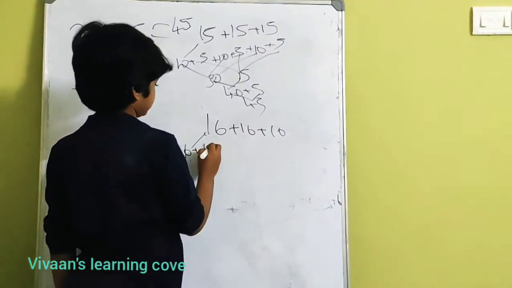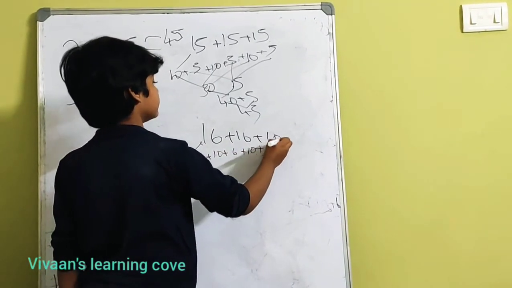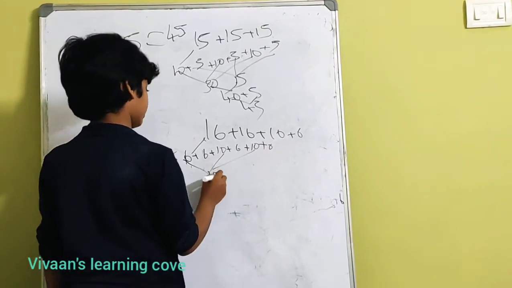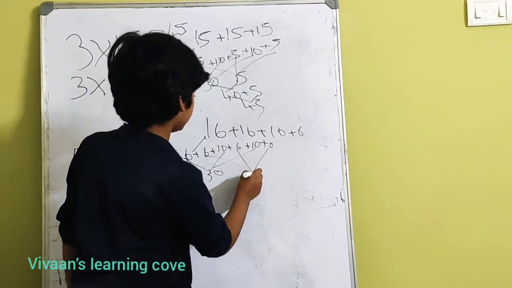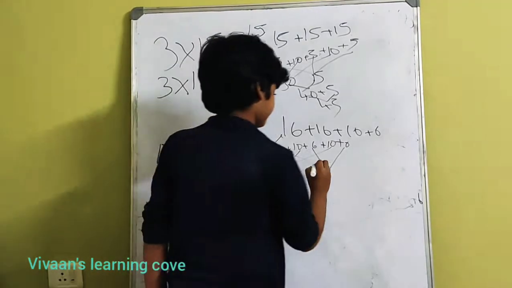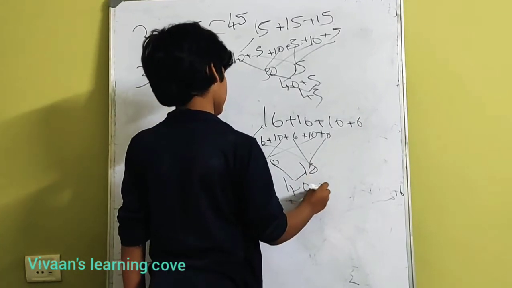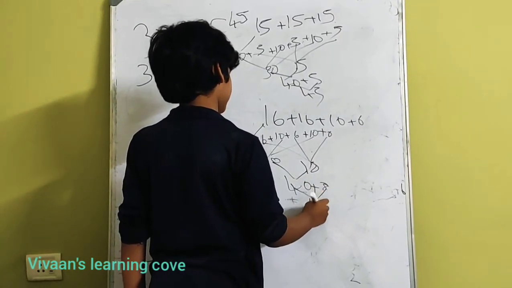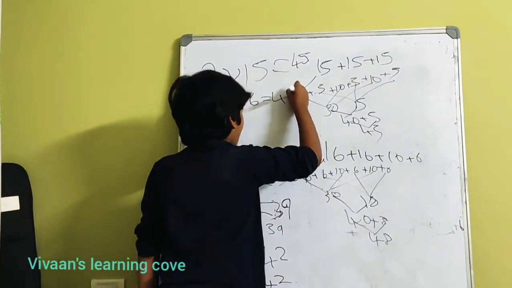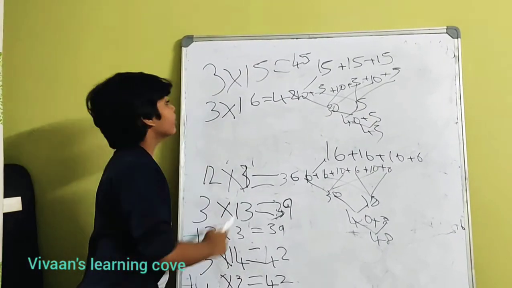10 plus 6 plus 10 plus 6 plus 10 plus 6. 10 plus 10 plus 10 equal to 30. 6 plus 6 plus 6. You know 3 times 6 is equal to 18, right? So 30 plus 10, 40. 40 plus 8, 48. So 3 times 16 equal to 48. 16 times 3 and 3 times 16 equal to 48.